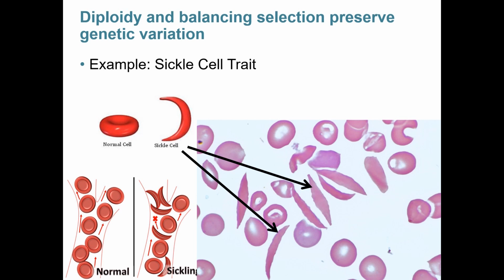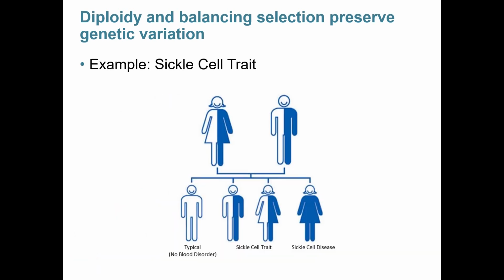This means that not only are they poor at carrying oxygen and lead to anemia, they also increase the likelihood of blood clots and things like stroke and pain in individuals who have them. Sickle cell anemia is caused by a recessive mutation. So if having sickle cell anemia is so bad, why is this something that we want to keep around?